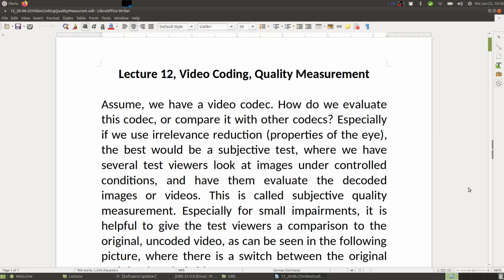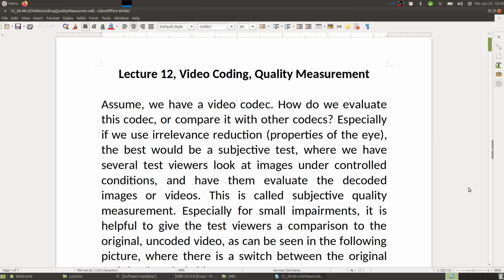This is lecture 12 on quality measurement. Assume we have a video codec. How do we evaluate this codec or compare it with other codecs? This is, for instance, what we just saw with the PSNR for H.264 compared to MPEG-2. So PSNR was an objective measurement to compare codecs.